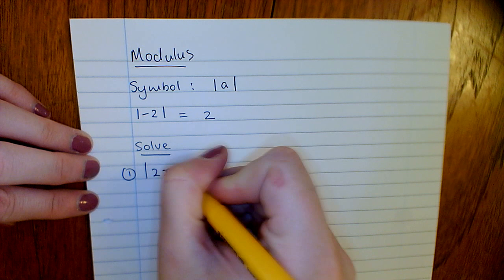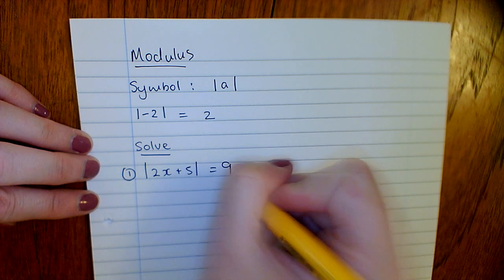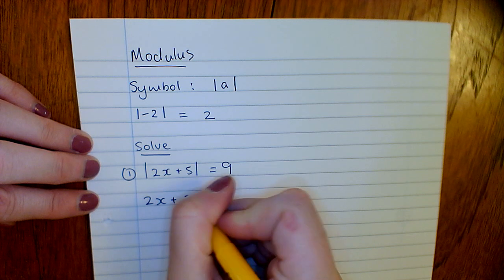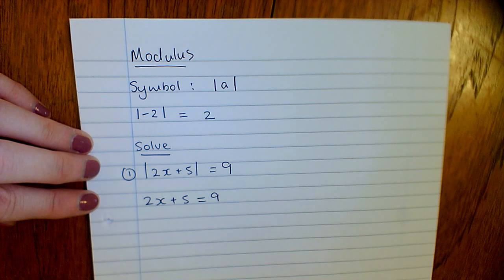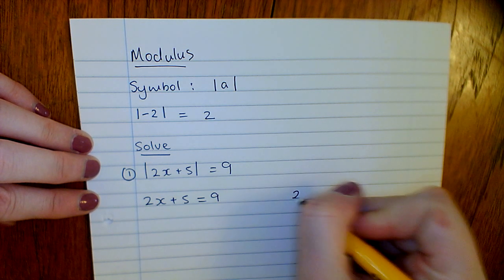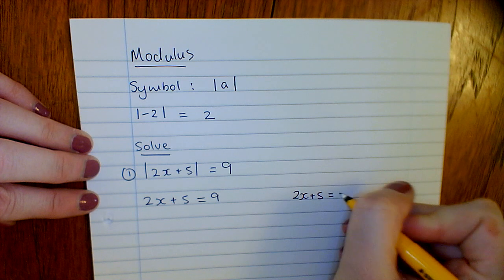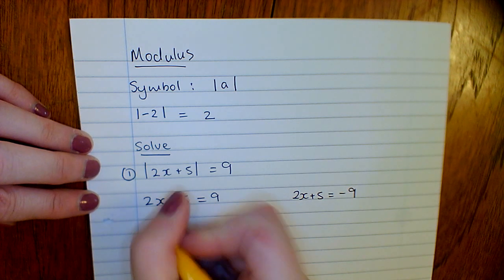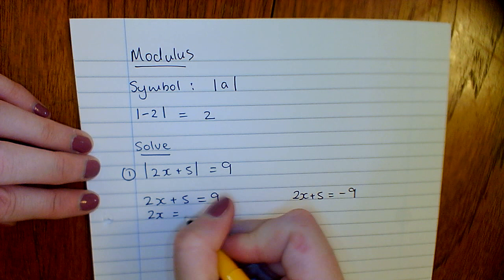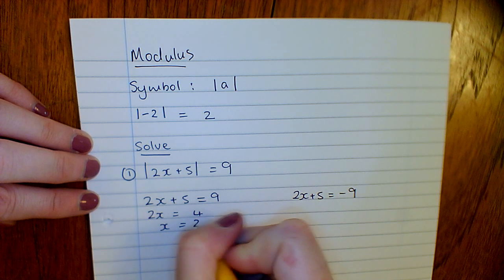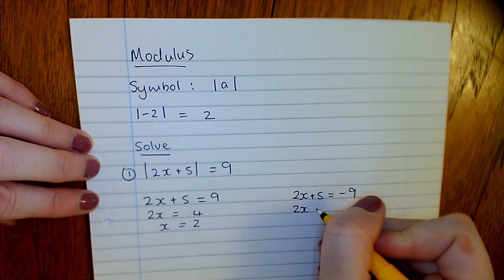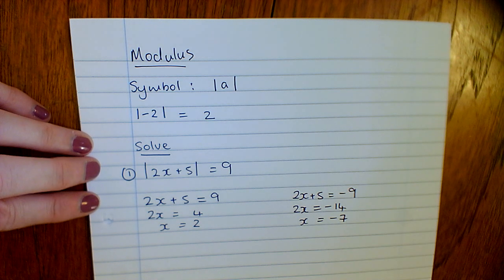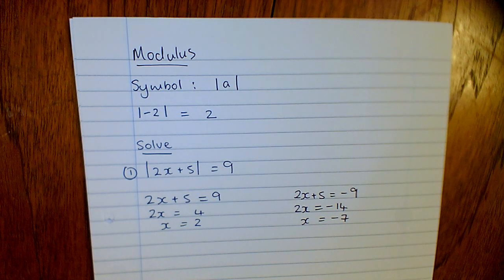So the modulus of 2x plus 5 equals 9. The easy way to solve this equation is to say 2x plus 5 equals 9, or 2x plus 5 equals -9, and then solve those two. So 2x would equal 4, and x would equal 2, or 2x would equal -14, and x would equal -7.